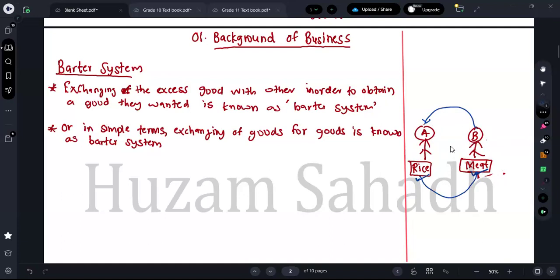Now think about this part carefully. Pay attention and understand this concept. Let me put the want here. Let's assume our A wants meat. A has some rice, but A wants meat. Now can you all tell me, who should A contact to get some meat?